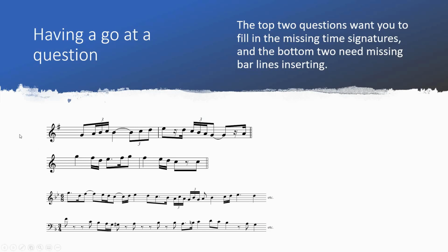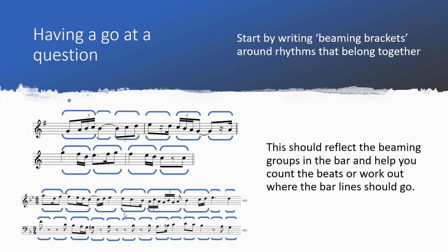So these top 2 here, what it wants you to do is look at the bars and then work out and fill in the missing time signatures. Down here, you've got 2 examples of the music where the time signature has been filled in for you, but the bar lines are missing and you've got to fill them in. So how do you go about doing these questions? Well, this is how. The first thing you do is you start by looking at the beaming and bracketing the different groups of beats together.